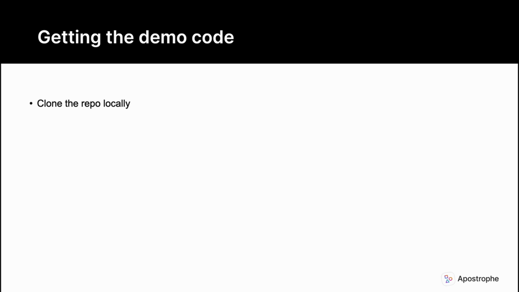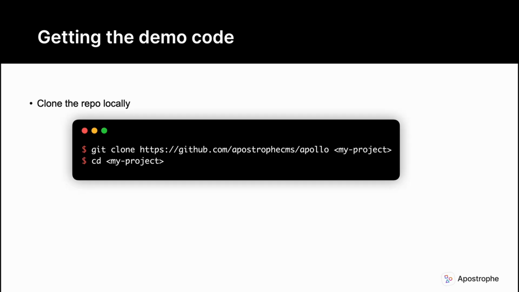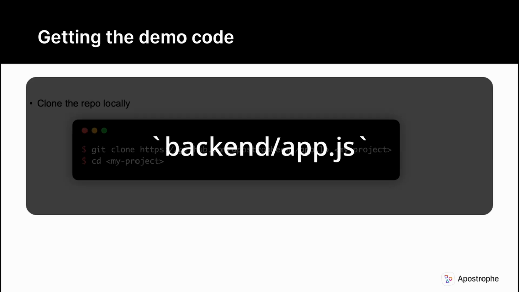So there's a number of ways that you can get the Apollo code. First, you can navigate to GitHub and fork the Apollo project, and then go ahead and clone it locally, or you can use the following to just clone the repo locally directly. It's up to you if you want to add a project name or if you just want to stick with Apollo. If you do change the project name, you're also going to have to change the short name in the app.js file in the back end.